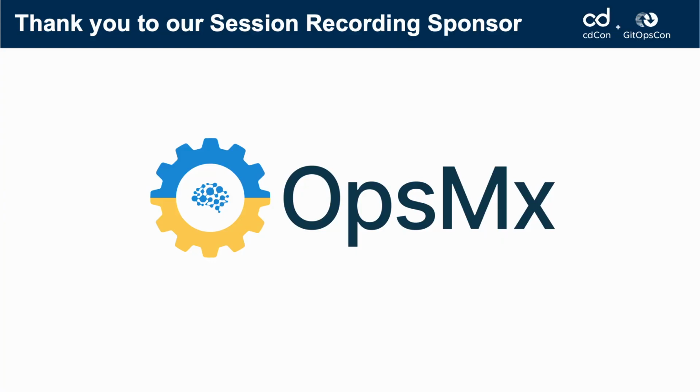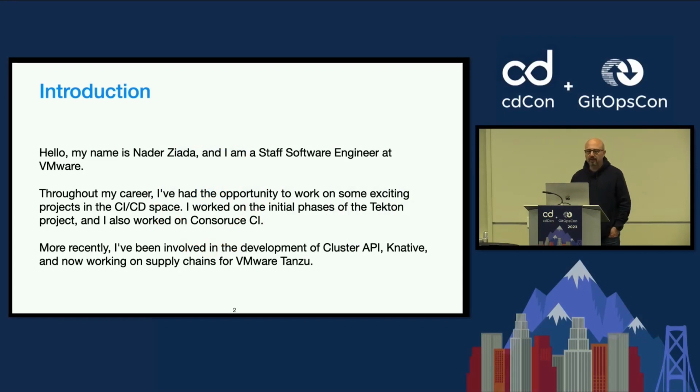First, a little bit about myself. My name is Nader Ziada. I'm a staff software engineer at VMware. I've worked on a bunch of CI/CD projects previously, Tekton when it was first starting, and Concourse CI, which is probably not as famous. Most of you probably don't know it by now. Recently, I've been working on a lot of Kubernetes stuff, Cluster API, Knative, and currently supply chains for VMware.